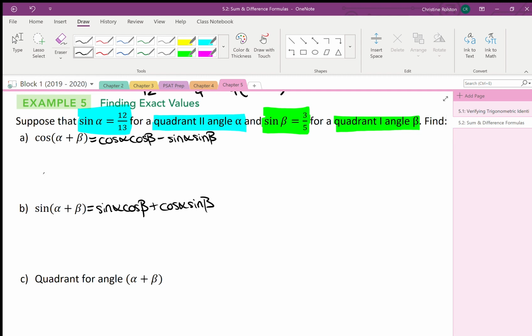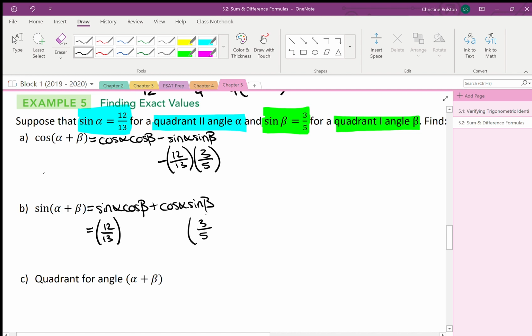Now, let me plug in what I already have. I have sine alpha and sine beta, so I only really have these parts of the formula. Same with this one here, I only have these pieces. So I have to find those other pieces. The only other way I can find those pieces is by drawing my right triangle like I did last chapter and doing SOHCAHTOA.